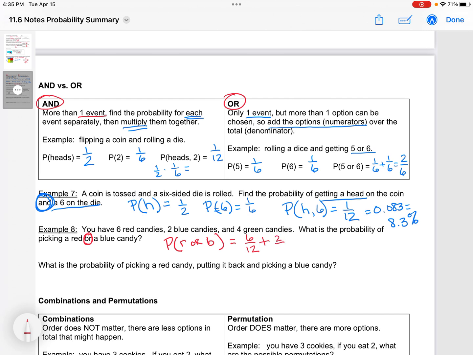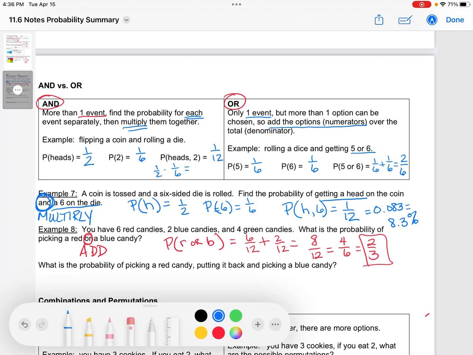Blue is 2 out of 12. So the probability of getting red or blue is going to be 8 out of 12. And we can simplify that to 4 out of 6 or 2 out of 3. So this would be the best answer because it's simplified. But notice we're adding together. Or means add, and means multiply.